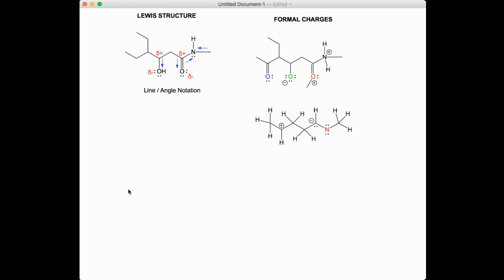2 bonds, right? So 2 bonds in the red nitrogen, that accounts for 2 electrons. How many lone pairs on that nitrogen, the red nitrogen? So 2 lone pairs, 4 electrons. So the total number of electrons for the red nitrogen is 6 electrons.